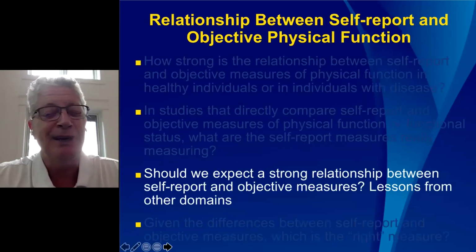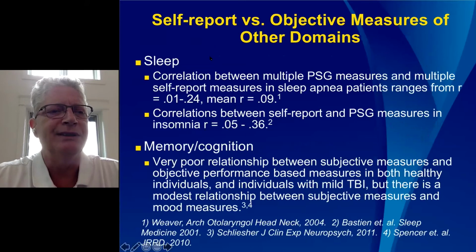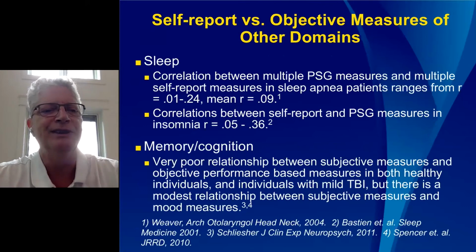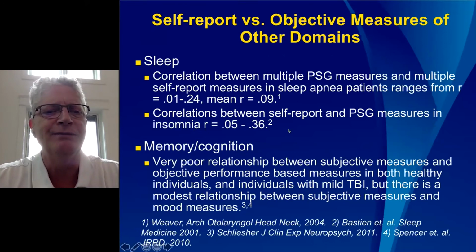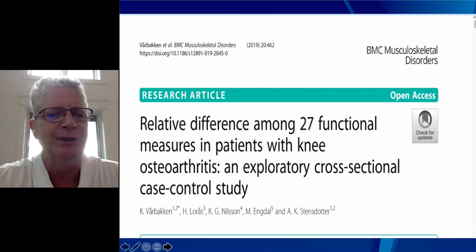If we think more broadly, should we expect a strong relationship between these self-report and objective measures? No. Whether you're measuring the objective versus subjective correlates of sleep, or the objective or subjective correlates of memory or cognition, you always see what we see between functional status measured objectively and measured subjectively. So I really want to emphasize that these are separate domains, and they really tell you different things about how well that person is functioning or how well they're able to perform some of these tasks.